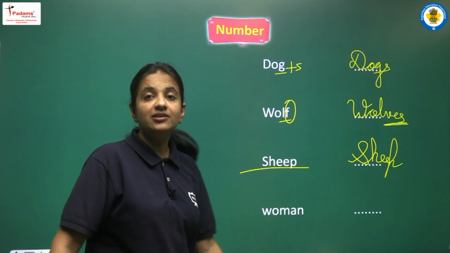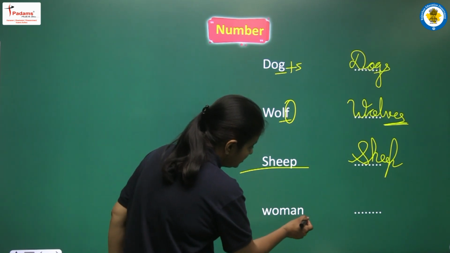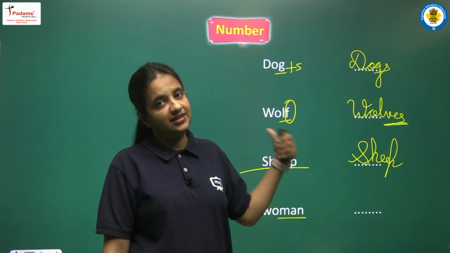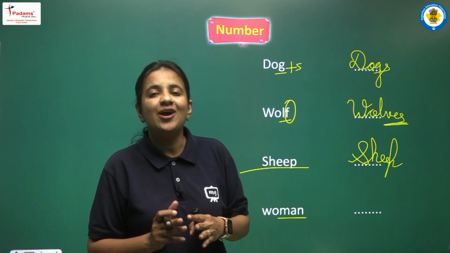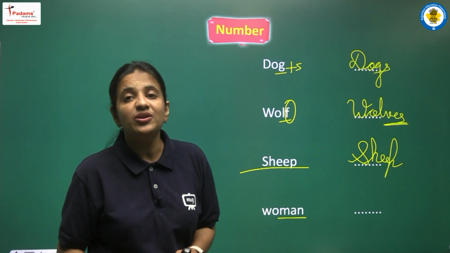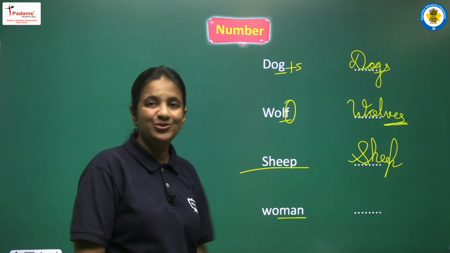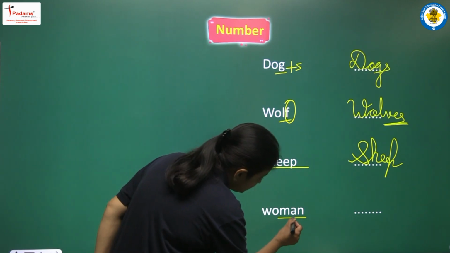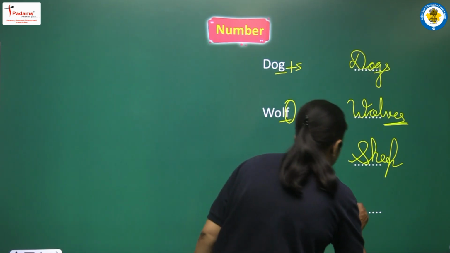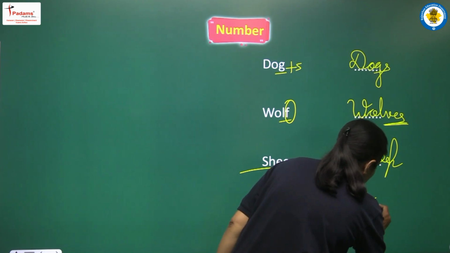Next we are having women. So we can see that what is the spelling? Spelling is WOMAN. So that is a singular noun, and when we have to convert this singular noun into plural noun, then what we have to do? We have to replace this A with E. Right? So what will be the spelling? The spelling will be now WOMEN.